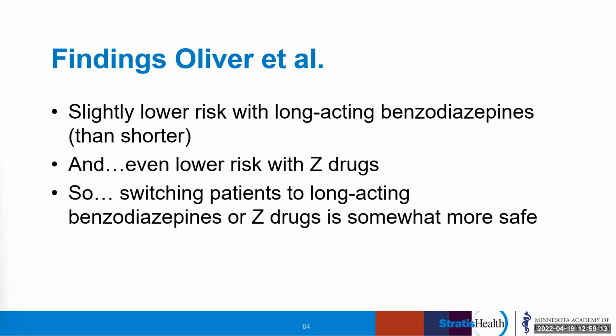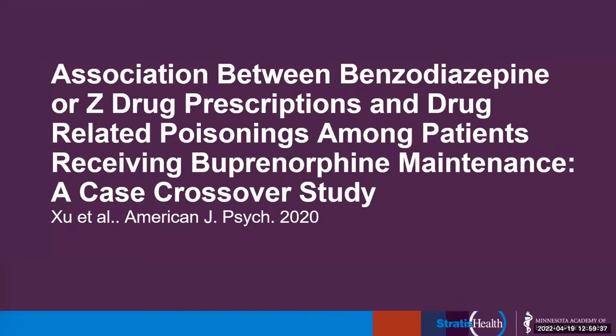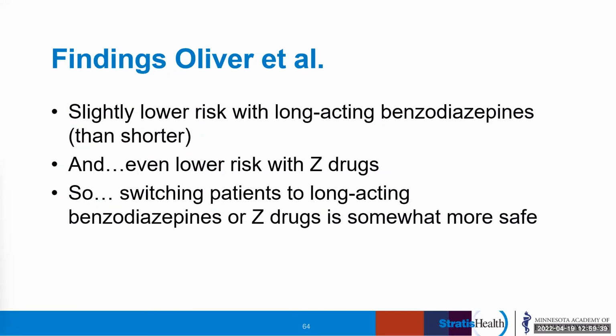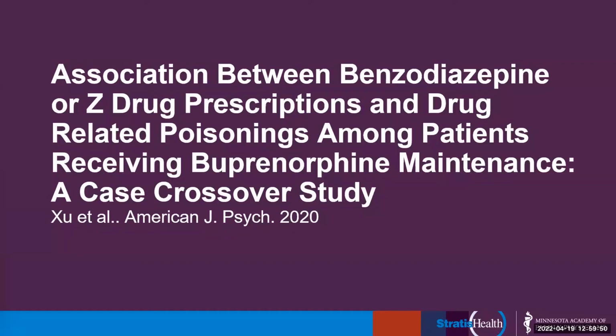But when they looked at the types of benzos that people were on, they found it was a slightly lower risk with long-acting benzos. So the things that are a little bit longer acting, like the Ativans, were better than things that were a little bit shorter acting. The Z drugs, or again, all the sleeping pills, the Ambiens and those types of things, actually had much lower risk of any trouble associated with the benzos. So one of the thoughts was that switching people to long-acting benzos or Z drugs is probably safer than the short-acting or fast-acting Xanax types of things, if a patient actually needed them. Next slide.